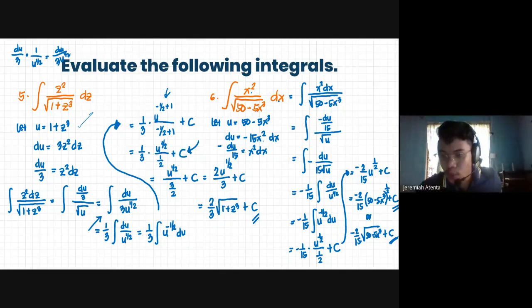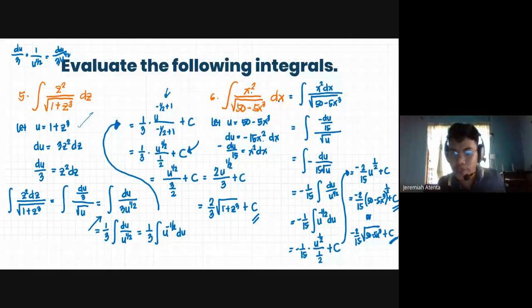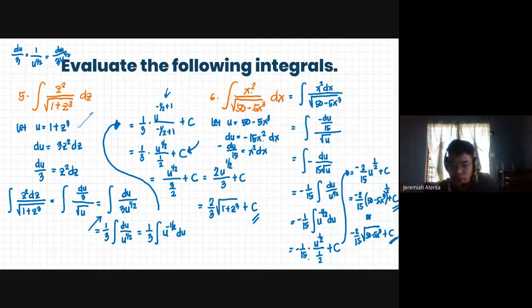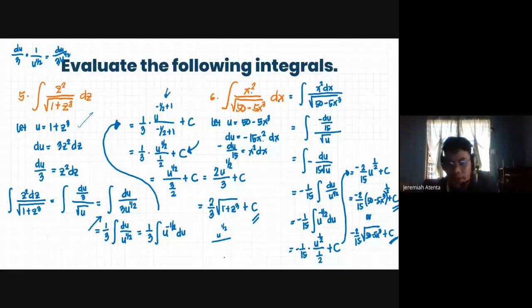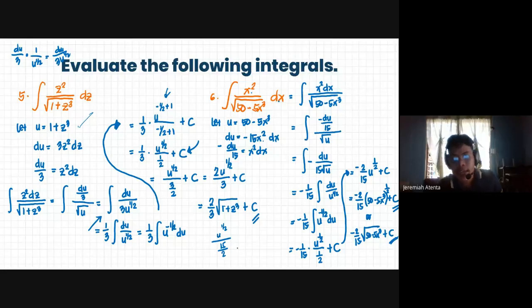Sir, nawala ko na unsa ano nga yun? Wait lang, hindi ko siya nababasa. Pagka 2 over 15, gani, dire. 1 over 15, di ba? 1 times u to the 1/2 over 15 times 1/2, you have 15 over 2. Di ba? Now, dividing fractions, this will become negative of u to the 1/2 times the reciprocal of the denominator, 2 over 15. So we have negative 2 over 15 u to the 1/2. Okay ra?